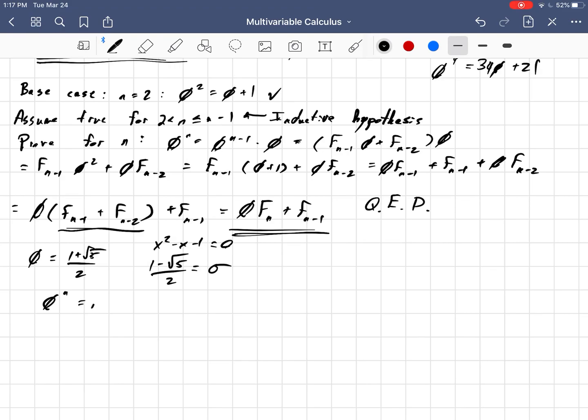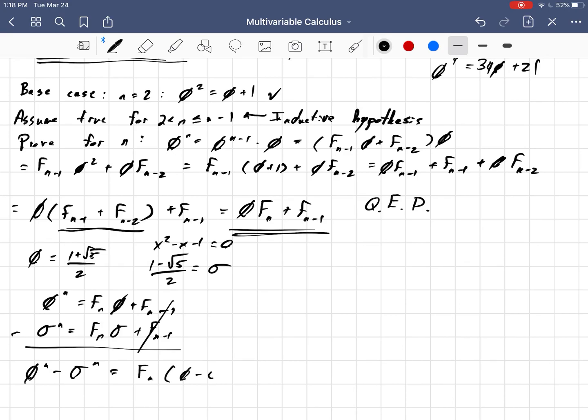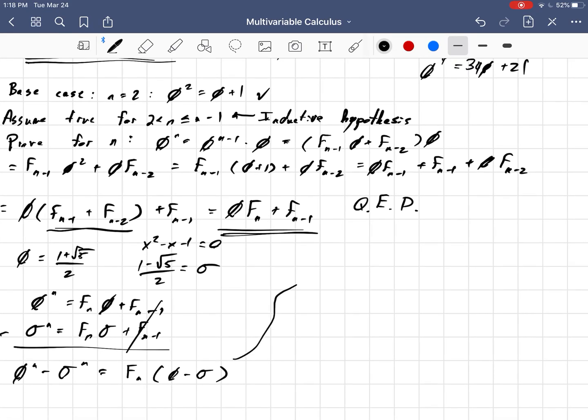In other words, we know that phi to the n is f sub n phi plus f sub n minus 1. But it's also true that sigma to the n is f sub n sigma plus f sub n minus 1. And now we can subtract these two equations to get rid of this f sub n minus 1 term. And we get that phi to the n minus sigma to the n is, sorry, that's f sub n phi minus f sub n sigma. Or in other words, f sub n times phi minus sigma. And look at that, we can just solve for f sub n, the nth Fibonacci number. It is given by phi to the n minus sigma to the n over phi minus sigma.